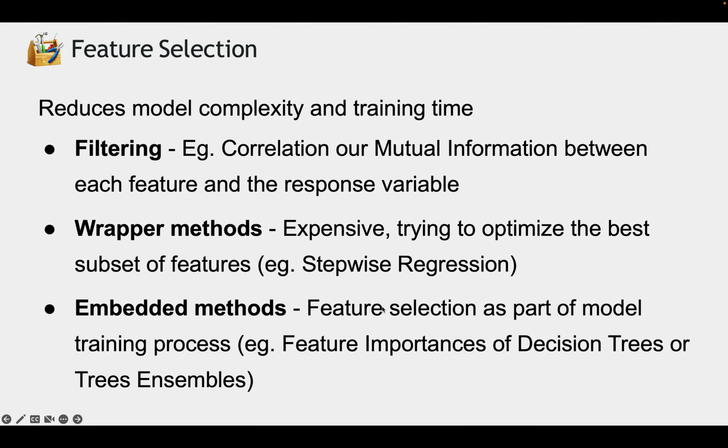Feature selection. It reduces model complexity and training time. Filtering, for example correlation or mutual information between each feature and the response variable. Wrapper methods are expensive, trying to optimize the best subset of features, such as stepwise regression. Embedded methods: feature selection as a part of model training.